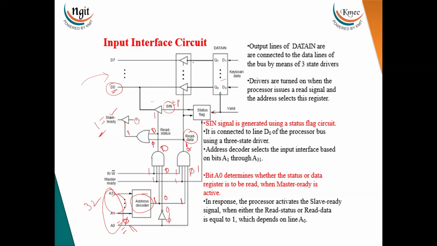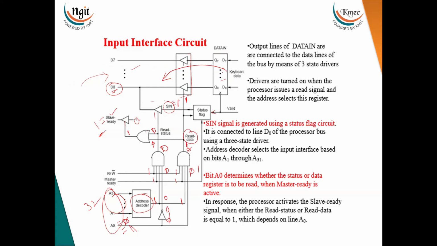it is enabling this tri-state buffer register. The tri-state buffer register acts like a switch only. Whenever this bit is equal to 1, all the switches become closed switches. Whatever data is available here will be placed onto the bus. So this is called a tri-state buffer. Whenever this bit is equal to 1, this buffer will be enabled, thereby the data available in this register will appear on the data bus, and the processor will read the data.